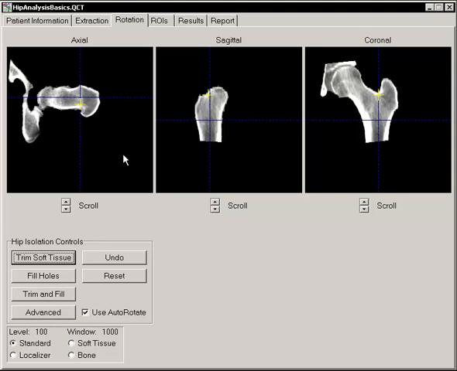Isolation and rotation are subjective processes. Use discretion and strive to produce good scans which will improve the odds of a successful automatic isolation rotation and lessen the necessity of your intervention. Click the ROIs tab to go to the next step.